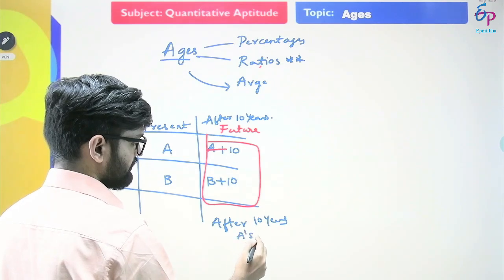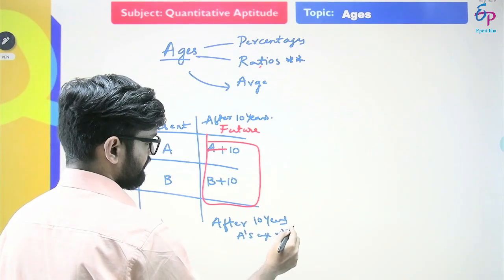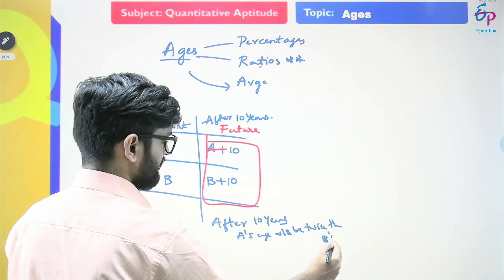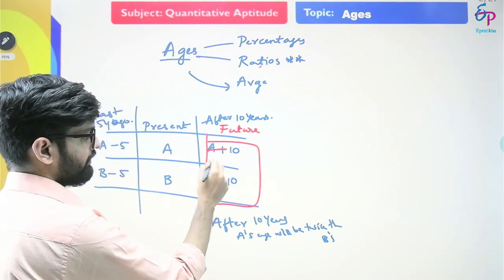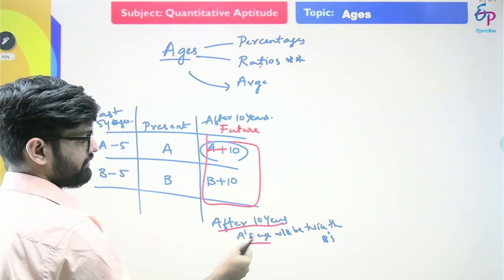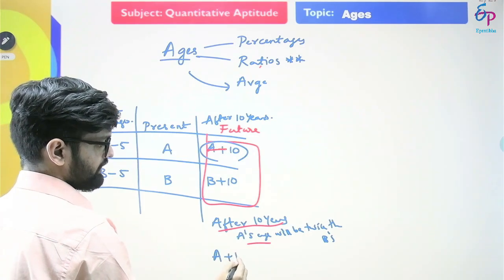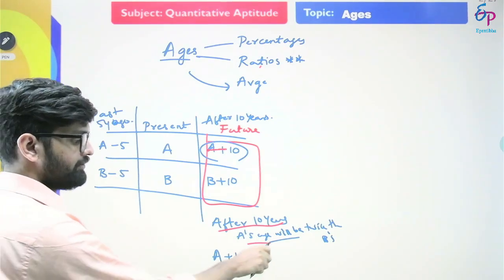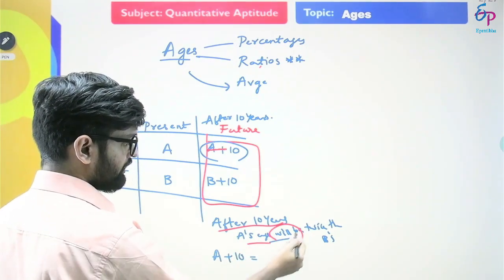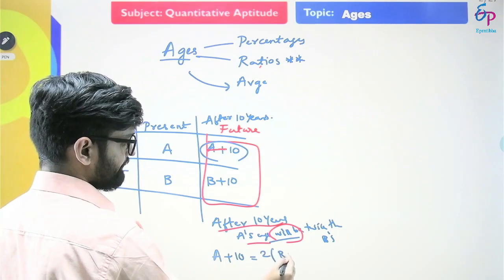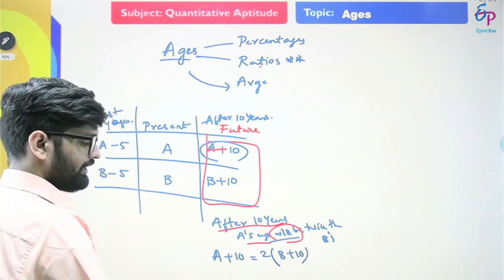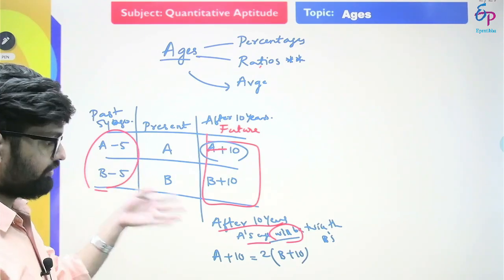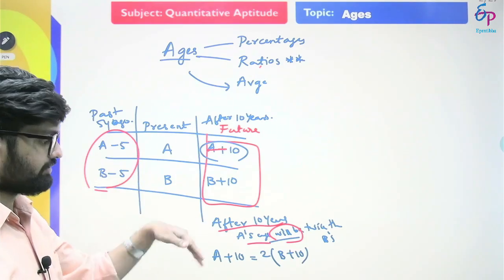Suppose, for example, after 10 years A's age will be twice that of B's age at the same time. So what is A's age after 10 years? It is A plus 10, that is equal to. If helping verbs like will be, is or was are used, you have to put an equals sign here. Twice that of B's age at that time, so B plus 10. So you will get the relation between A and B here. Then you can get the answer correctly and as quickly as possible.